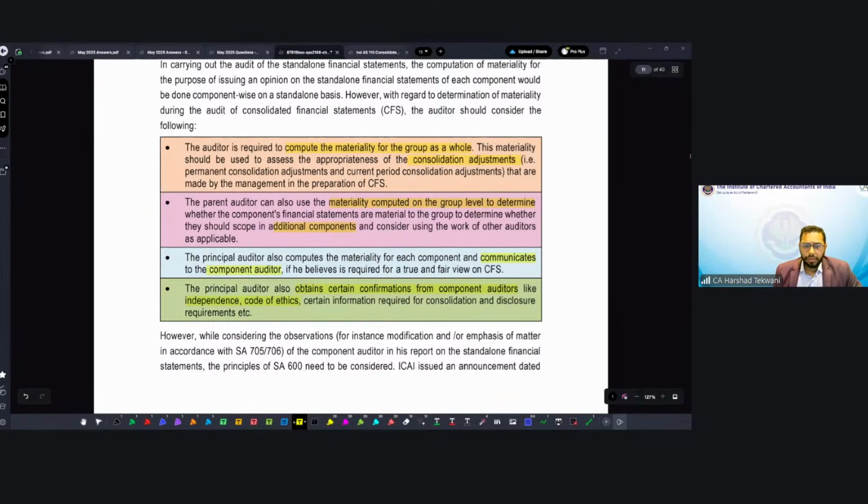Correct. The second question was, it will come in 706 or 705. EOM or 706 other matter paragraph. Not 706 only. Emphasis of matter paragraph or other matter paragraph, sir? No, that is also 706. 705 is your qualifications. Yes, sir. But it will come in the OM para, not in the EOM para.